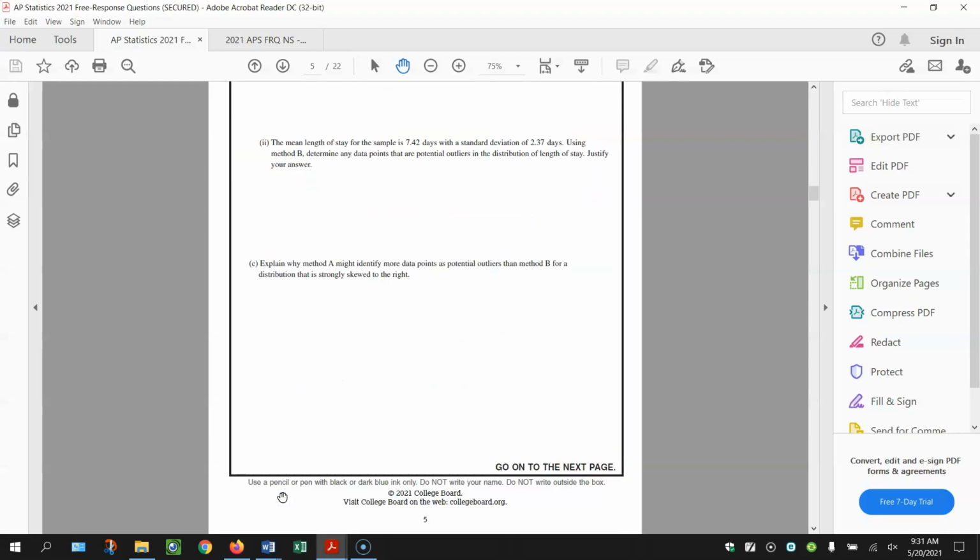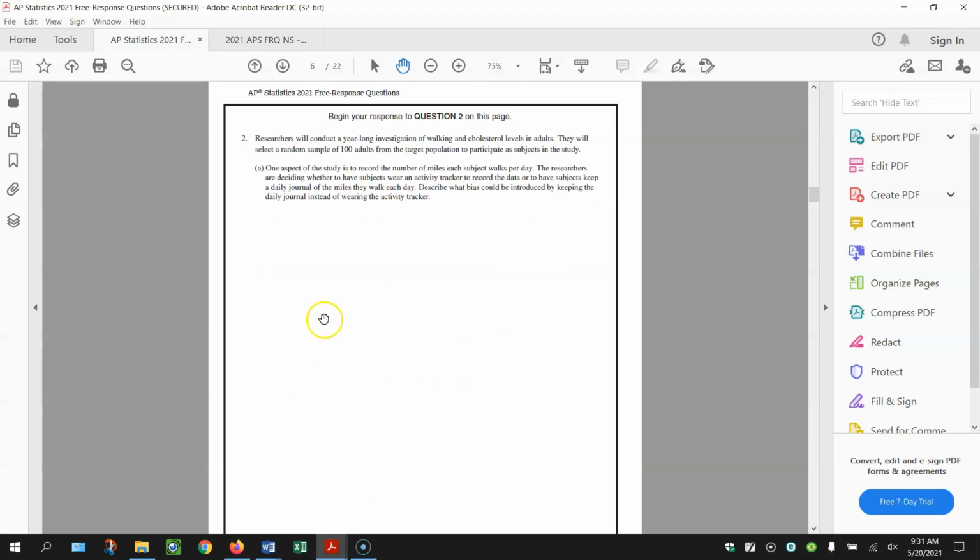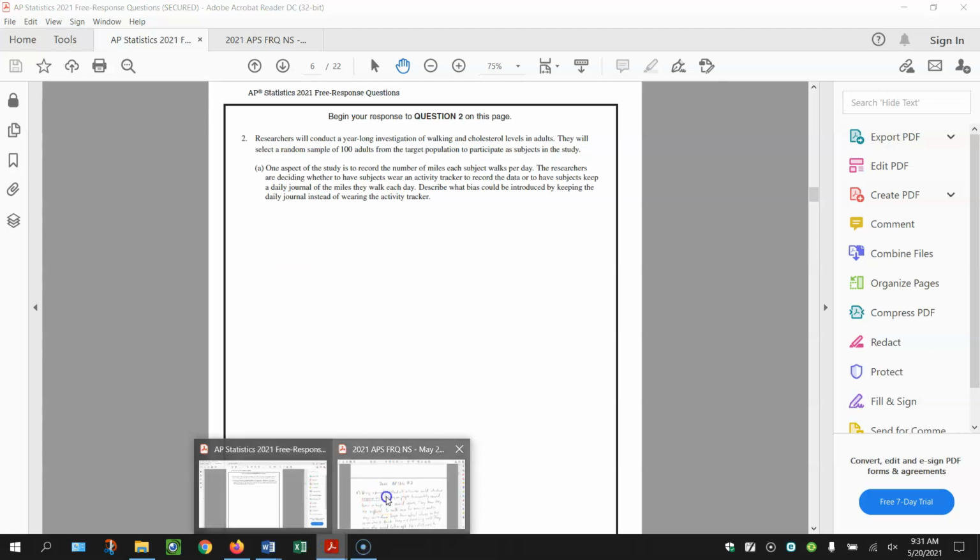This is your experimental question, or your collecting data question. So a year-long investigation, walking and cholesterol levels. They will select a random sample of 100 adults. One aspect is to record the number of miles that they walk each day. They're deciding if they should wear an activity tracker or keep a daily journal. Describe what bias could be introduced by keeping the journal instead of wearing the activity tracker.